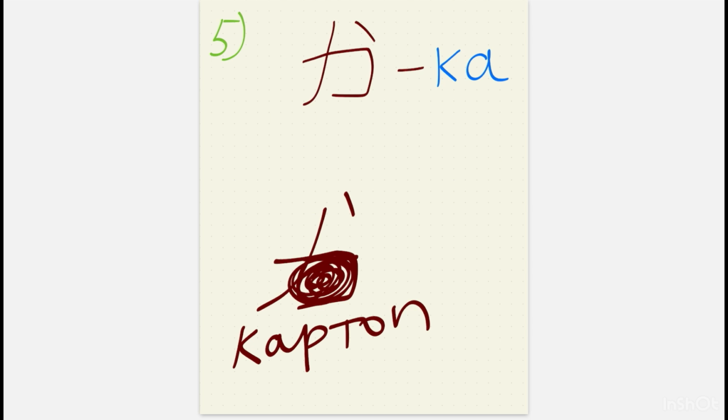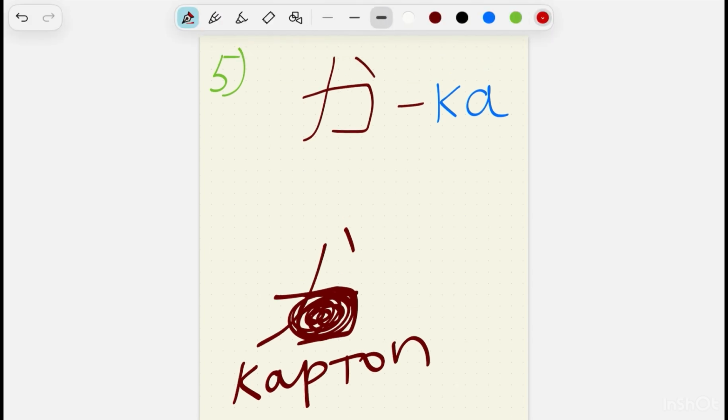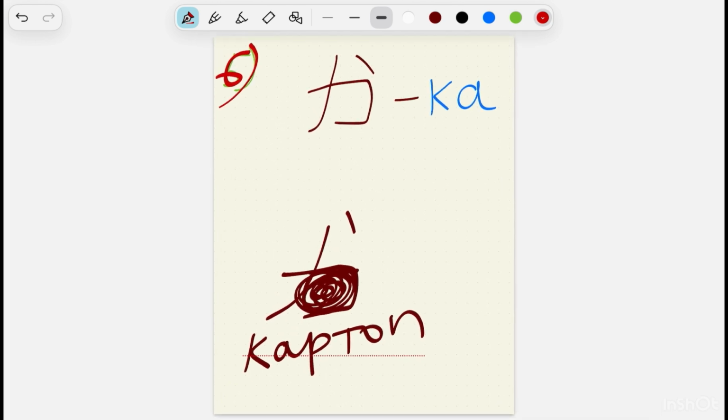6. Yeah, this needs to be 6. It's called ka. I make it a simple thing. In my own language it's kartop, and it looks like kartoshka, kartop. So it's ka.